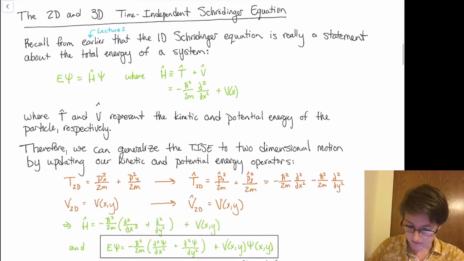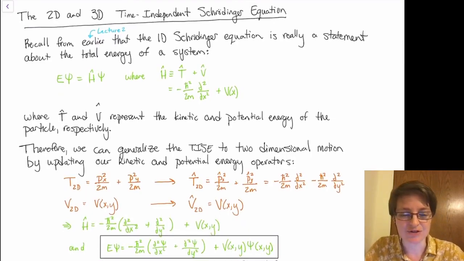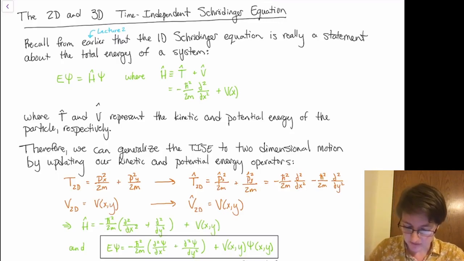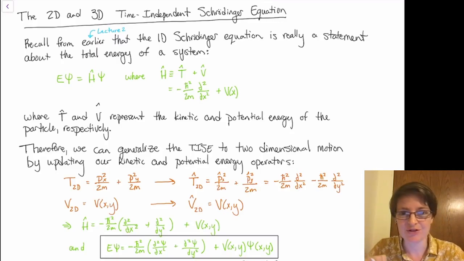Okay, so let's talk about the 2- and 3-dimensional time-independent Schrodinger equations. So way back in lecture 2, we talked about the one-dimensional Schrodinger equation. And we derived that Schrodinger equation by thinking about the one-dimensional Schrodinger equation as arising from a statement about the total energy of the system.